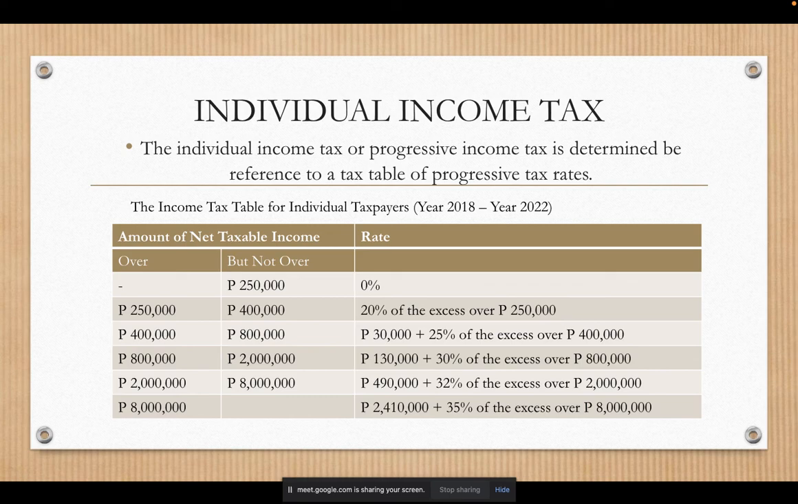Kapag daw po ang income mo is 250,000 and below, zero ang babayaran mong tax. Pero kapag ang income mo ay lumagpas ng 250,000 and it almost reached 400,000 but not more than that, your tax rate is 20% of the excess only of the 250,000. Okay, if it exceeds 400,000 but not more than 800,000, then it's going to be 30,000 on the first 400,000 plus 25% on the excess of the 400,000, and so on and so forth in this table. Okay?